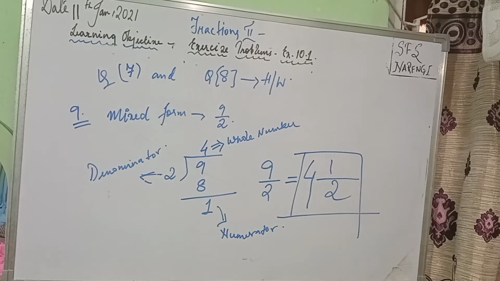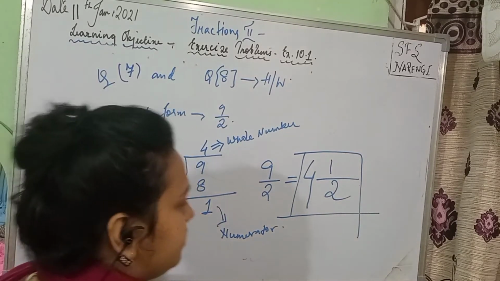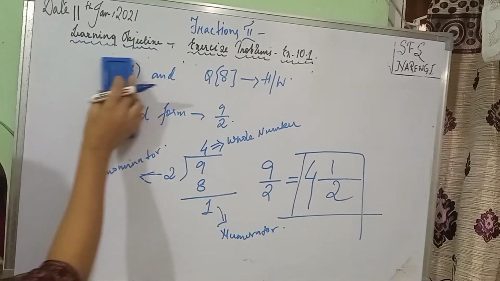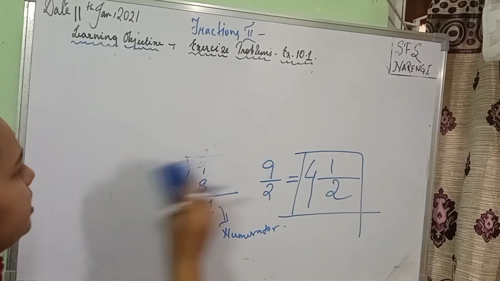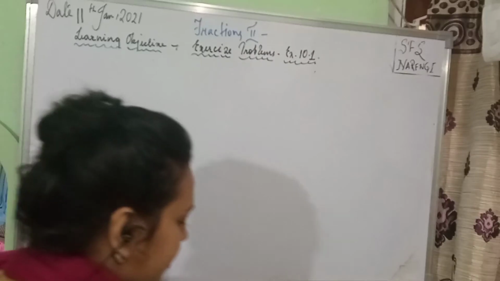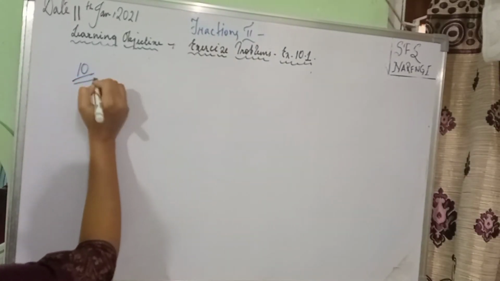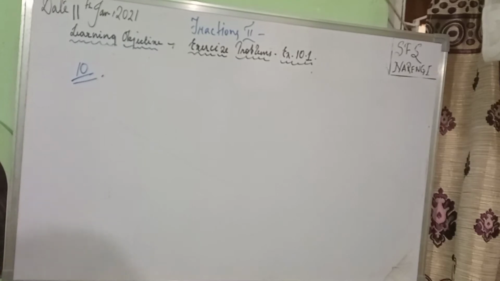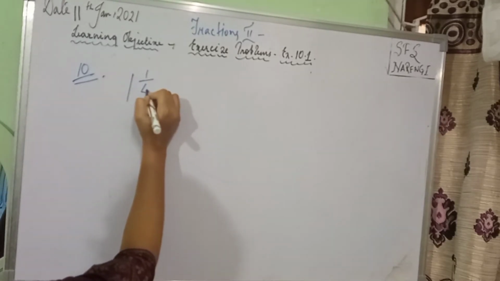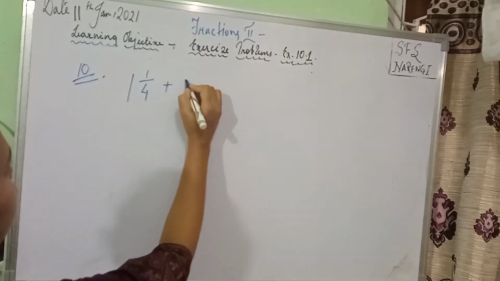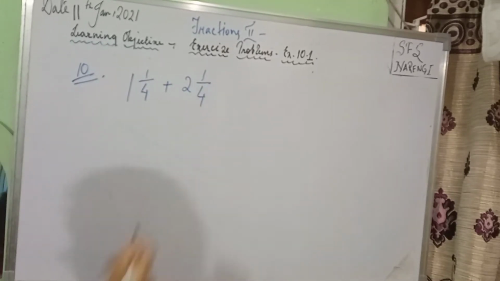Okay. Let us very quickly do question number 10 and 11. Let us move on to question number 10 and question number 11. Question number 10. In question number 10, you have to add 1 by 4 plus 2 1 by 4.